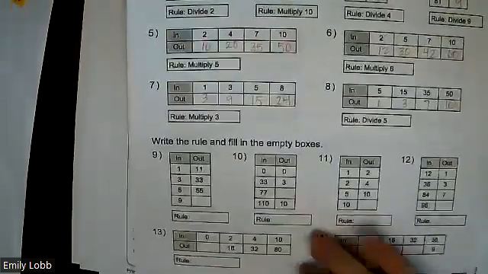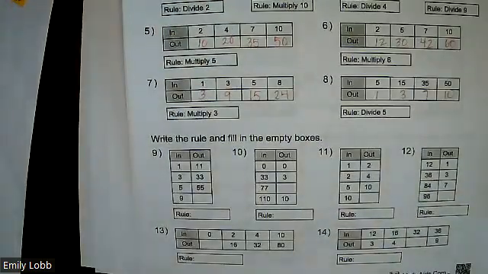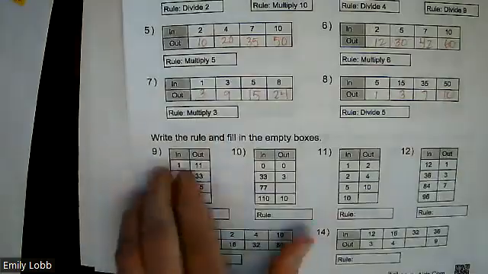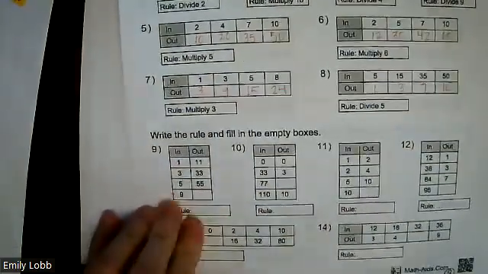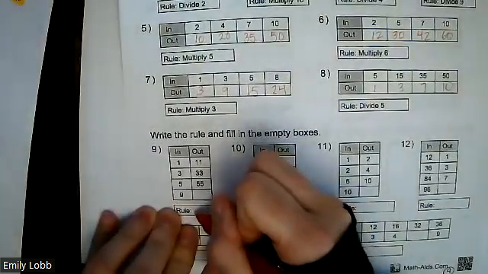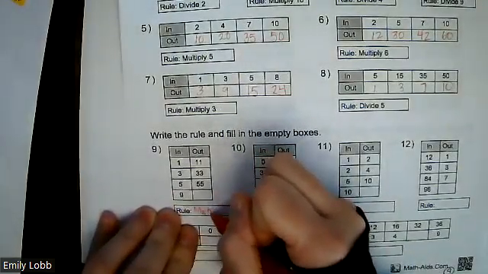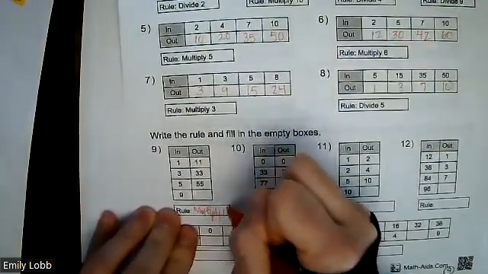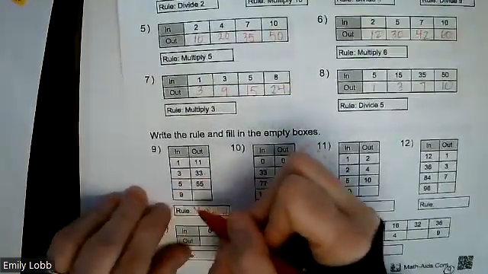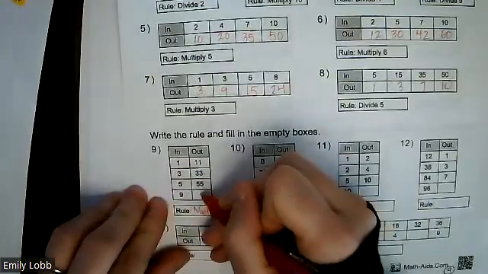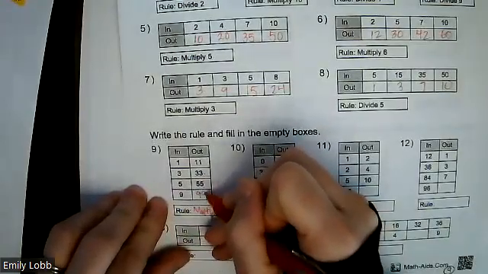All right, so if we write the rule and fill in the empty boxes now, we're thinking, what do I multiply the 1 by to get 11? 1 times 11, so multiply by 11. 3 times 11 is 33. 5 times 11 is 55. 9 times 11 is 99.